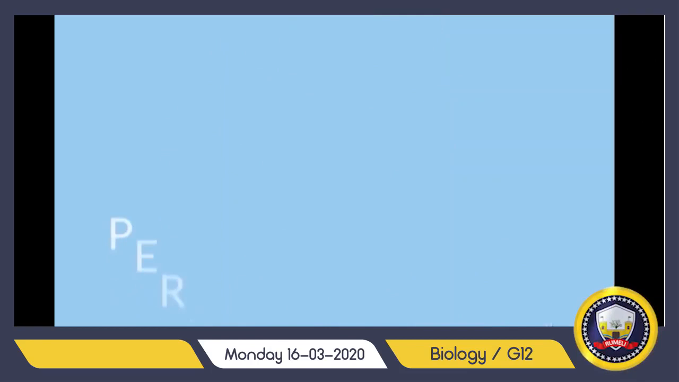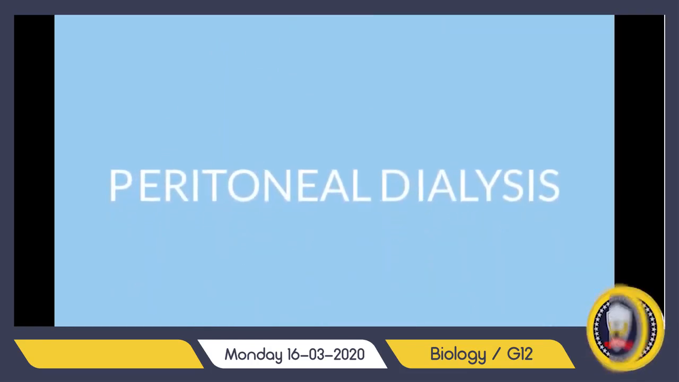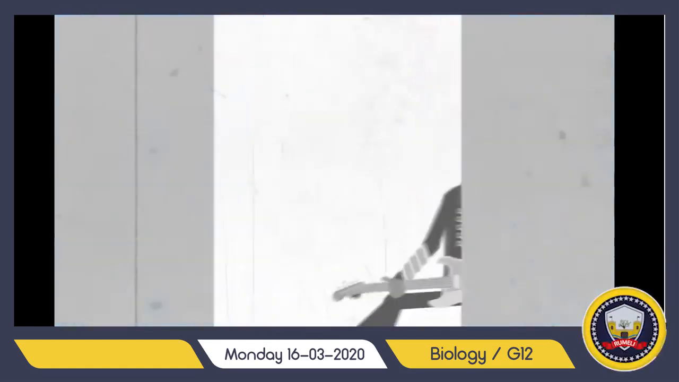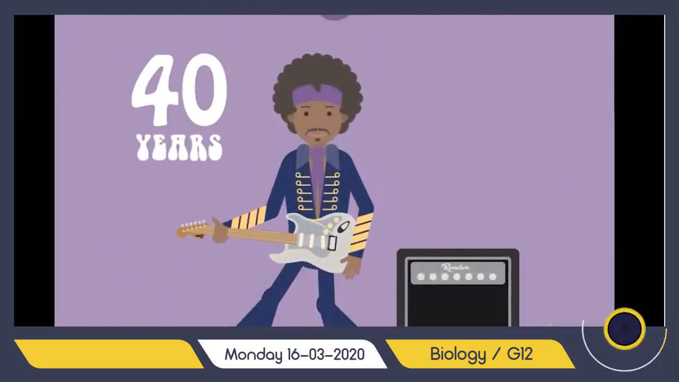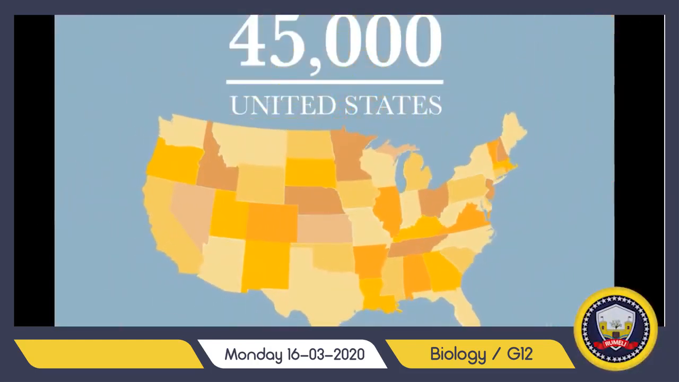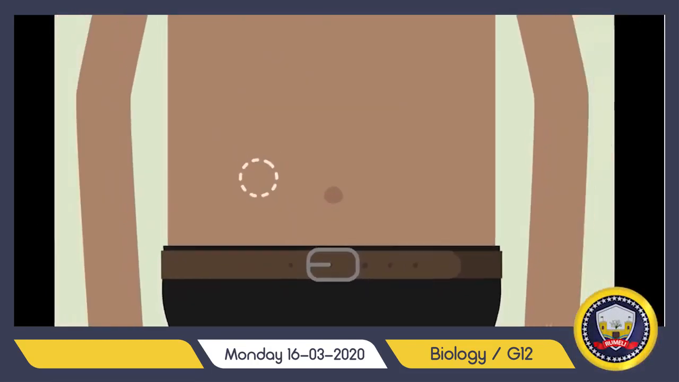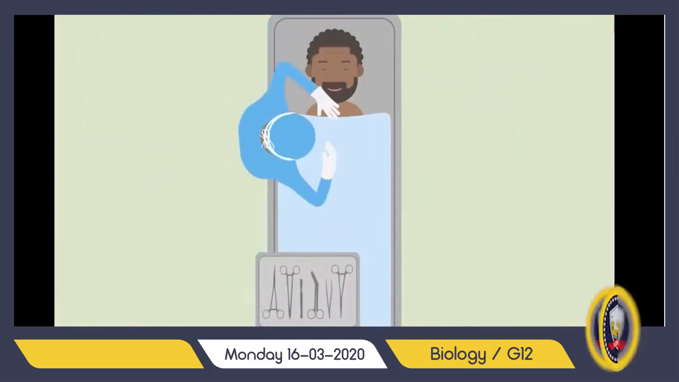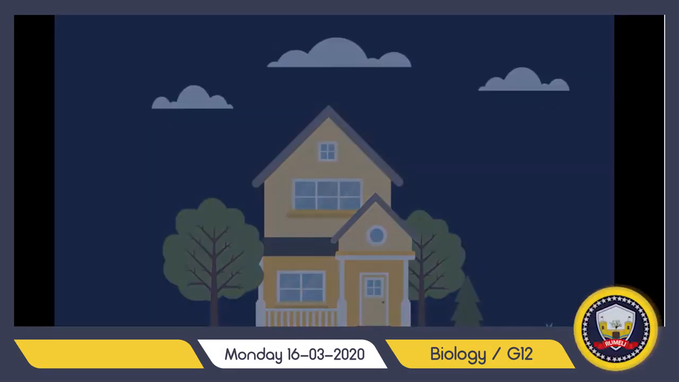The most popular home dialysis in the United States is peritoneal dialysis, often just called PD. It was invented in the days of bell-bottoms and rock and roll, so it's had 40 years to be perfected. Today, more than 45,000 people in the US do PD. To do PD, you need an access port called a PD catheter near your belly button. Getting this catheter requires a minimally invasive surgery. Most people go home the same day.